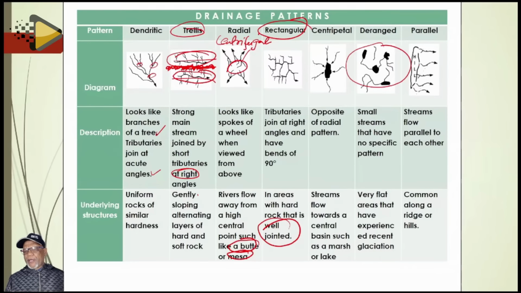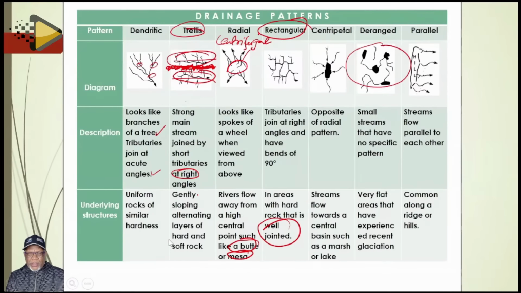And then we have the parallel pattern, which is usually found where the gradient is a very steep hill. Streams flow parallel to each other because of the steeper gradient. It is common along a ridge or a hill. Just like this other one, the trellis pattern is also common where you are going to find inclined strata. Sometimes they say the underlying rock where you have inclined strata.